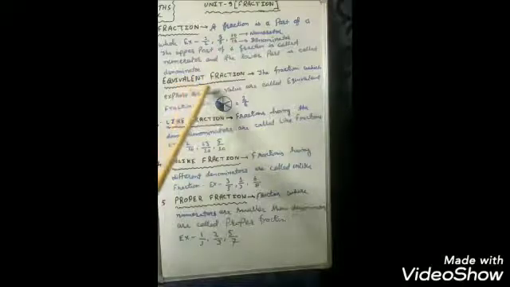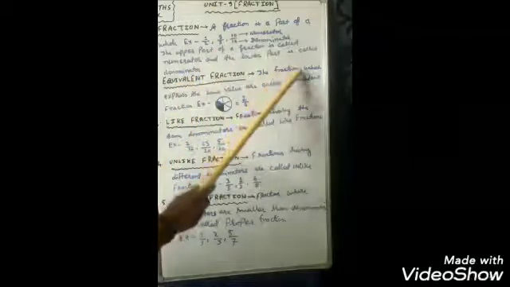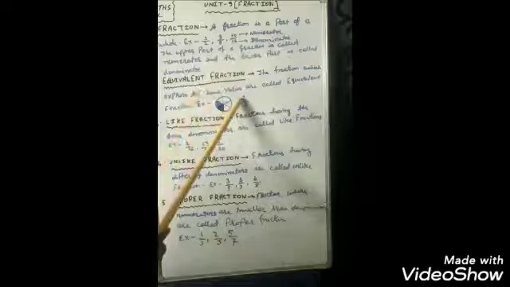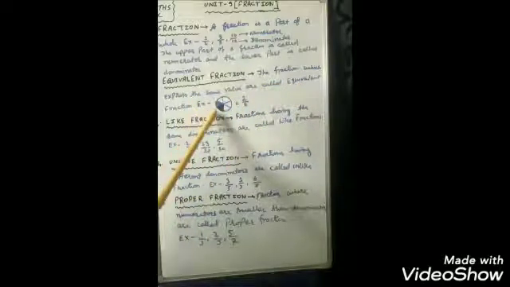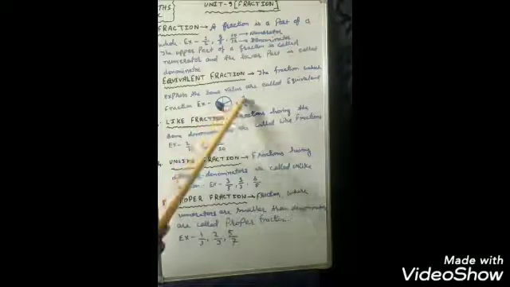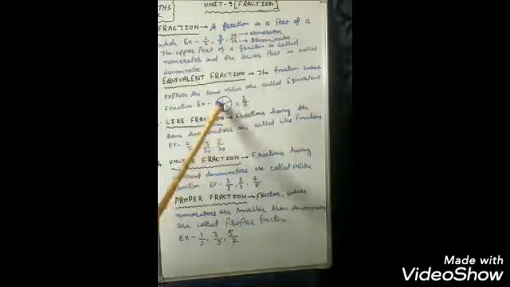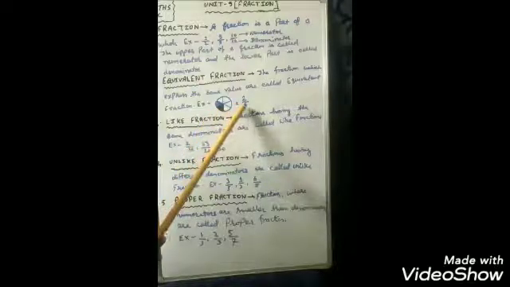Next, equivalent fraction. The fractions which express the same value are called equivalent fractions. There is a figure. 2 parts are colored here. So the fraction is 2 by 6, because the total number of parts is 6 and 2 parts are colored here.